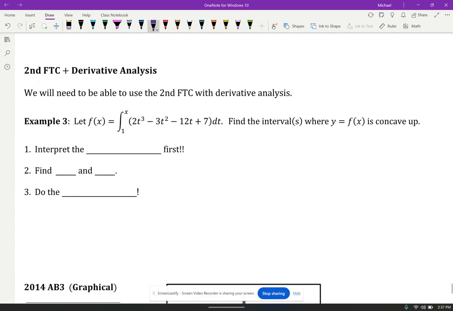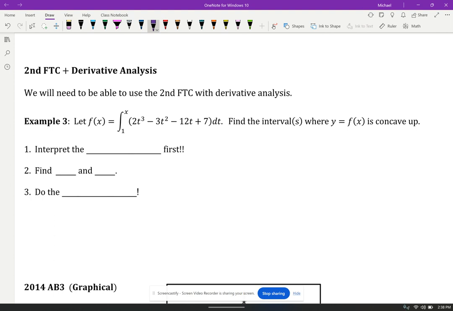Okay, so now we're going to take what we just learned about taking the derivative of an integral function, an area function, and apply all the things we did in Unit 5 with analyzing behavior of increasing, decreasing, and concavity. We're going to put it all together. Here's an example. Let f of x be this definite integral from 1 to x of the function 2t cubed minus 3t squared minus 12t plus t. Find the interval or intervals where y equals f of x is concave up.